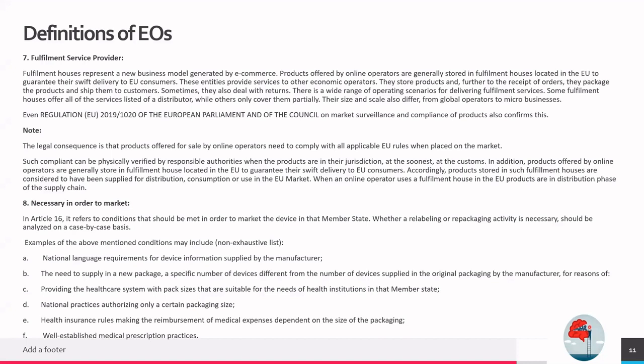So next is "necessary in order to market." This term is used in Article 16. What does that mean? Just an overall view. This is in regard to the Blue Guide. The Blue Guide has given very huge, very nice information about economic operators, but that doesn't mean that everything is there in it. It took me a very long time to research and find answers to all my questions. But the Blue Guide is very good.